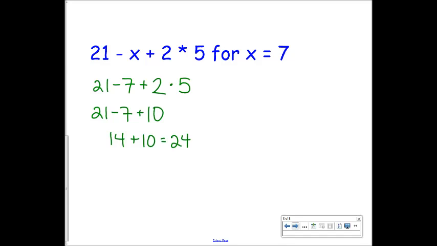Okay, Reggie. You know how you said go left to right? Yes. Does it work? Well, let's try it. What's 10 plus 7? 17. 21 minus 17.